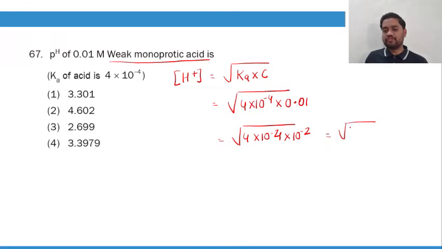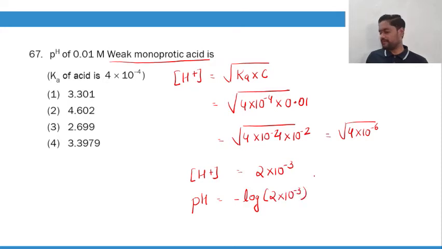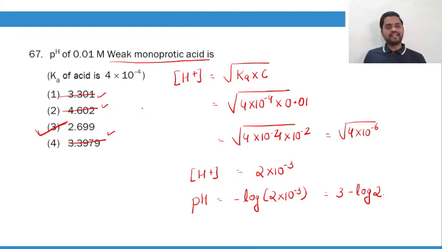So the root of what? 4 into 10 raised to minus 6. That is equal to what? 2 into 10 raised to minus 3. This is concentration of H plus ion. What will be pH is equal to? pH is equal to negative log of 2 into 10 raised to minus 3. That will be equal to what? 3 minus log 2. And 3 minus log 2 will be a value less than 3. More than 3, more than 3, more than 3. So they are not the right answer. The only place where I can say it's a right answer is 2.669. Let's see. So for question 67, option number 3 is the right answer.